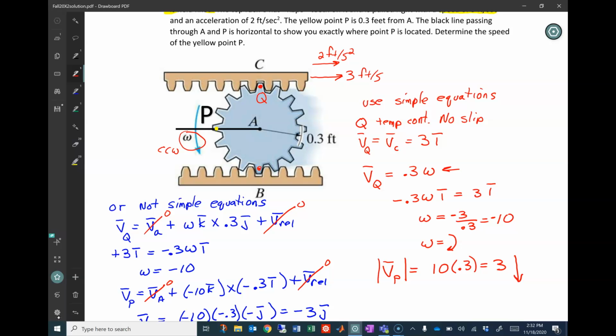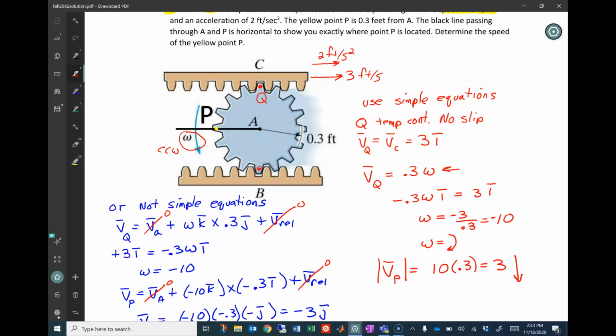So what I did was to use the special points. I'm using Q and C, right? Oh, yeah, okay, I'm sorry. I'm going to use the simplified equations, right, that you had a homework set on.